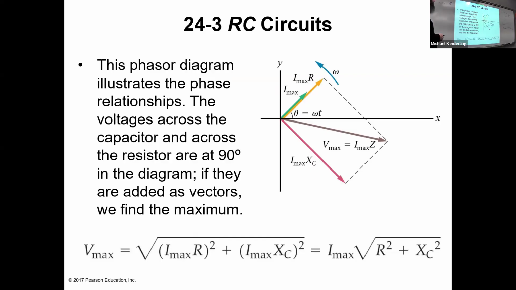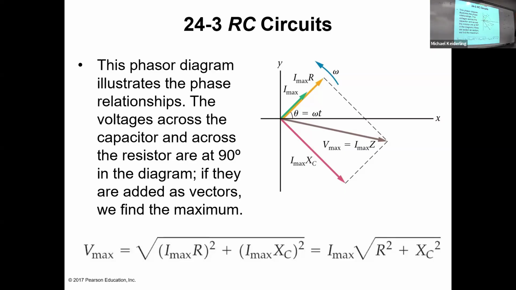So here, this phasor diagram illustrates the phase relationship. This is showing the voltages across the capacitor and the resistor are 90 degrees from each other. So basically, there's a 90-degree phase difference here. And so the actual voltage is a sum of them.